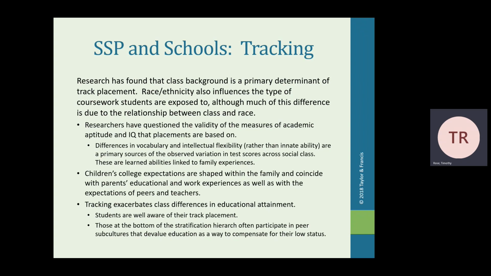So children's college expectations are shaped within the family and coincide with parents' educational and work experiences, as well as with the expectations of teachers and parents. So what does this all lead to? It leads to tracking exacerbating class differences in educational attainment. Part of this is because students are aware of their track placement. They're not ignorant of what it means to be put in basic vocational English compared to college prep English. They know what they're being placed in.